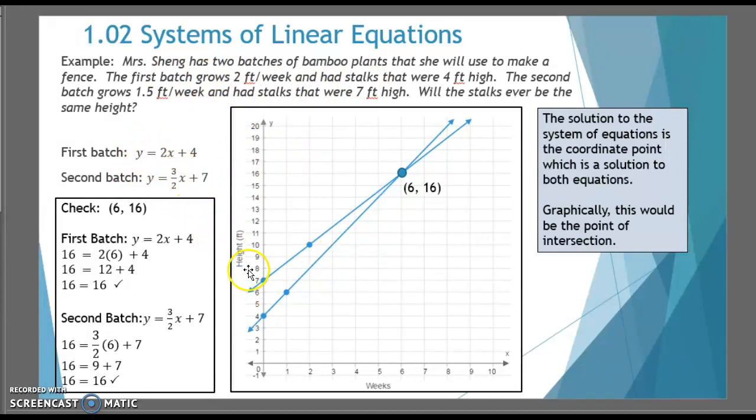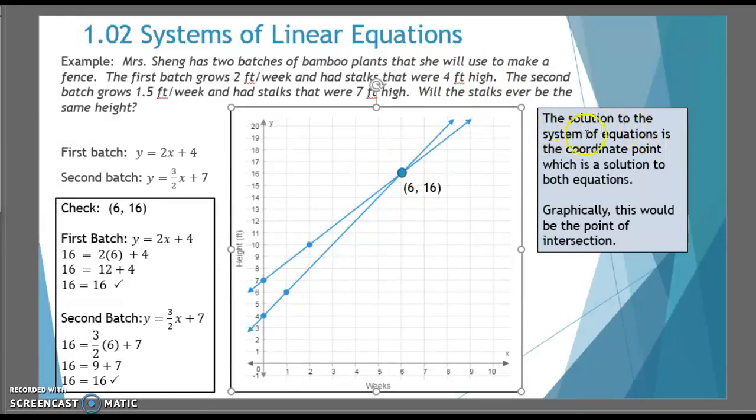Here's that first equation, 2x plus 4. I start at 4 and go up 2 over 1, up 2 over 1, until I get there. For the second line, I start at 7 and go up 3 over 2. That's why we wrote it as 3 halves. Up 3 over 2, up 3 over 2. Where they intersect, that point is the solution.